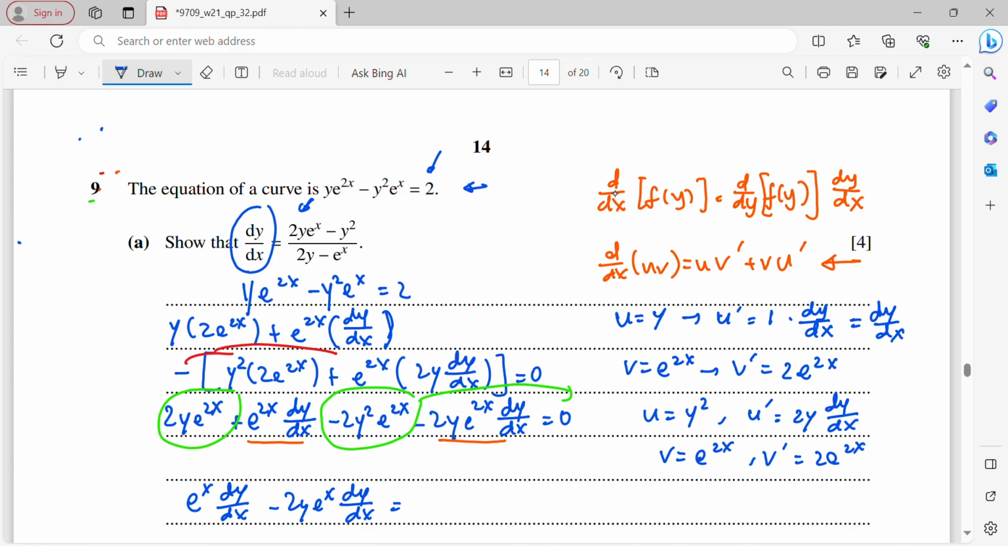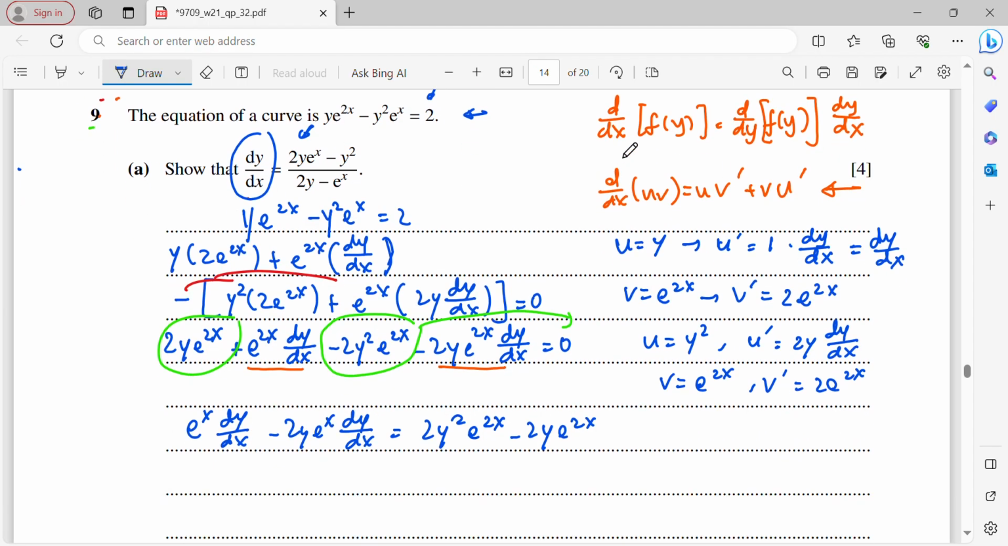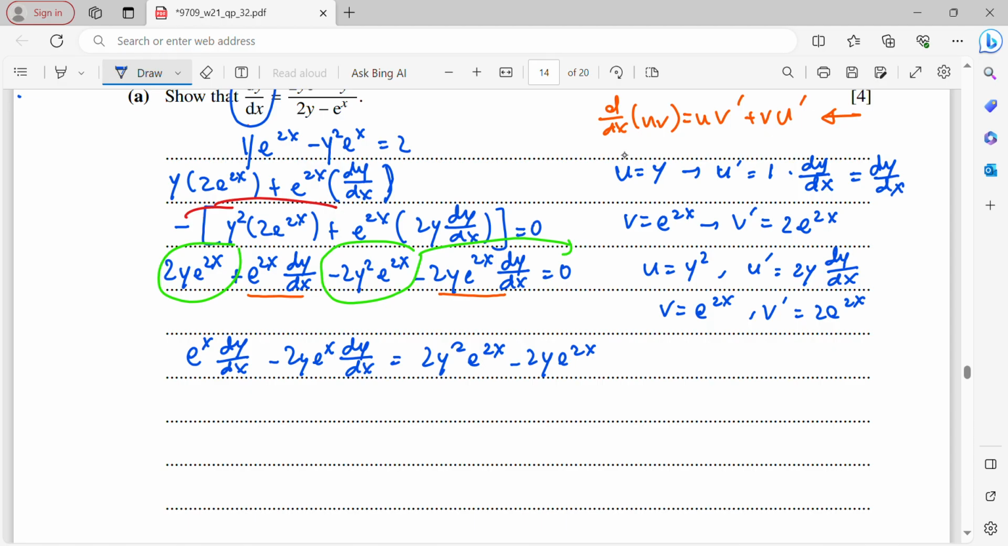That means I will write down my 2y squared first. So I will get 2y squared e^2x minus 2y e^2x. Now, for the left hand side, I notice that the e^x is in common. So factorize the e^x. Then here you get the dy/dx also in common. So dy/dx, then I will get 1 minus 2y. For the right hand side, the 2y e^2x is in common. Then I will get y minus 1.